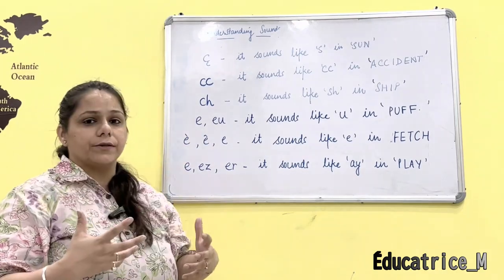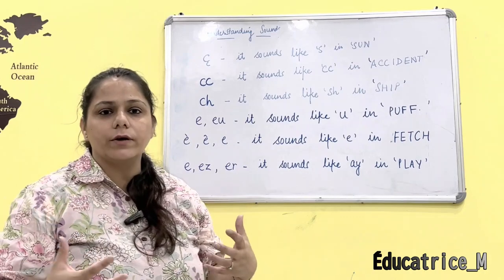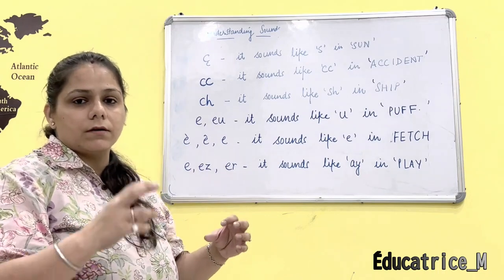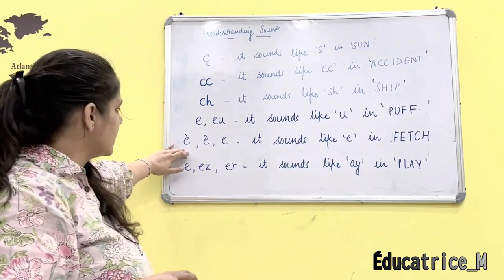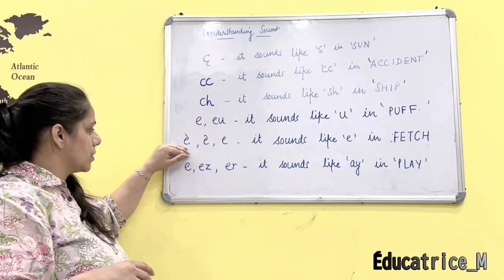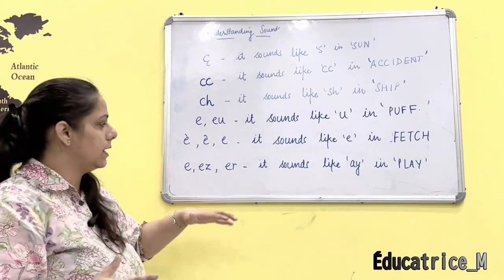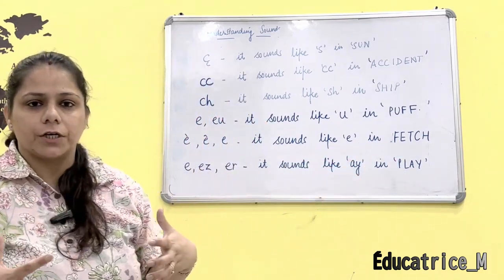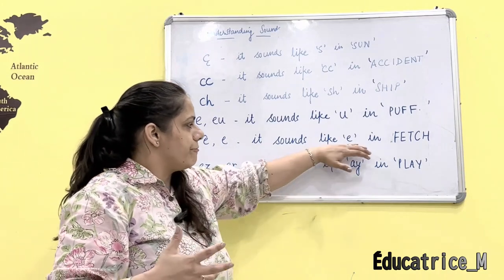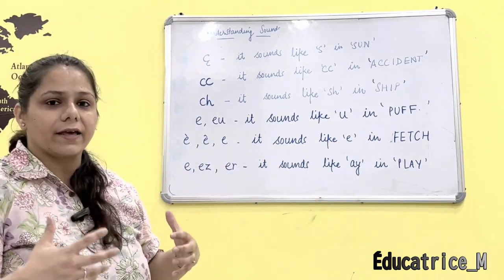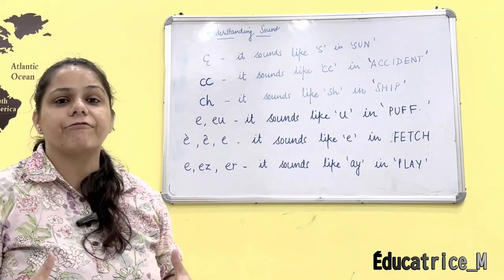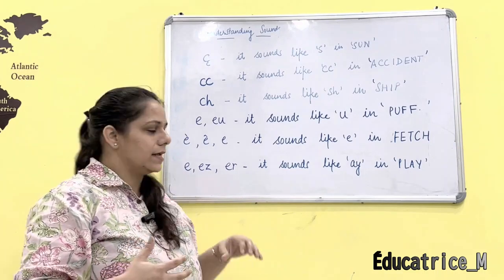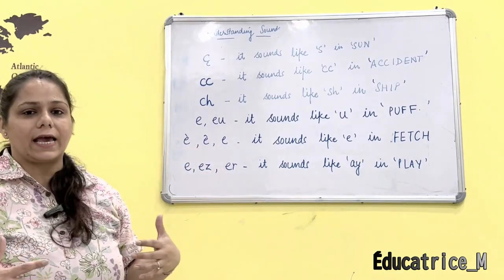So this sound, how we can relate to it in Hindi is like the alphabet. Right? Then next is E with accent grave, accent circumflex, and normal E. It sounds like the E in the word fetch. So it will be like fetch. So the sound is a, fetch. How E sounds in this? Fetch, a. So these E's sound like a.